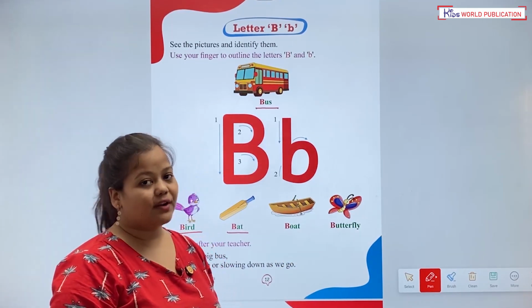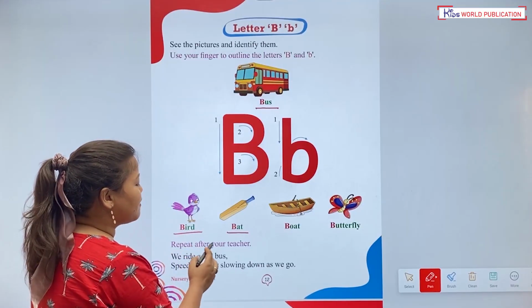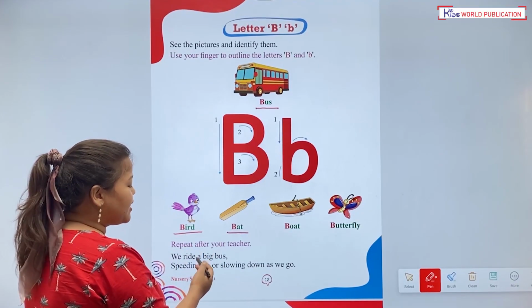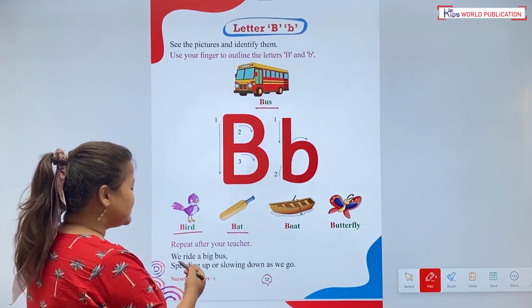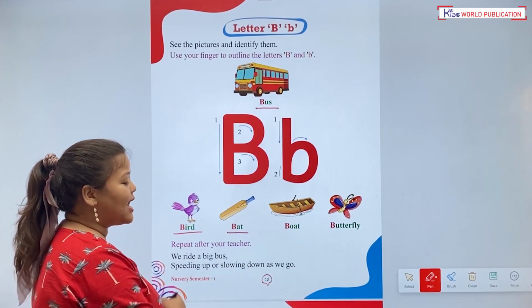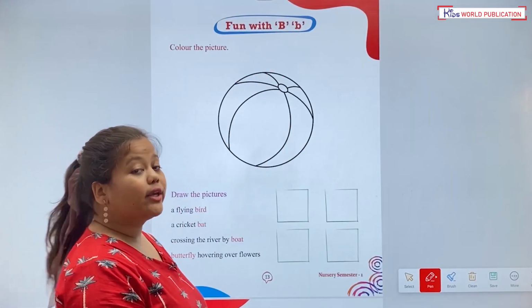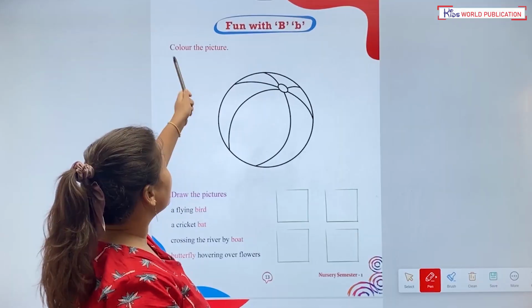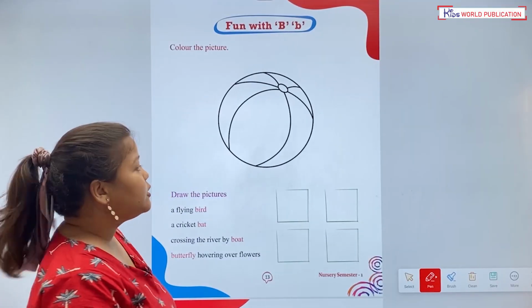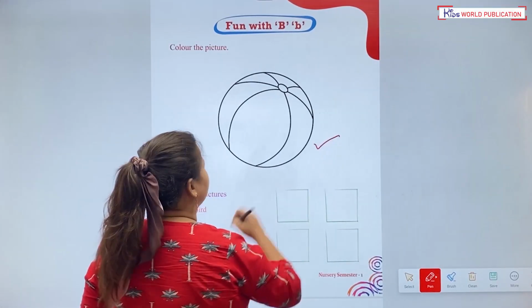B-U-T-T-E-R-F-L-Y, butterfly. Repeat after your teacher. We ride a big bus, speeding up or slowing down as we go. Fun with B, B. Color the picture. So kids, you will color this picture.